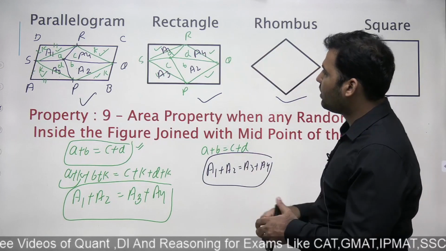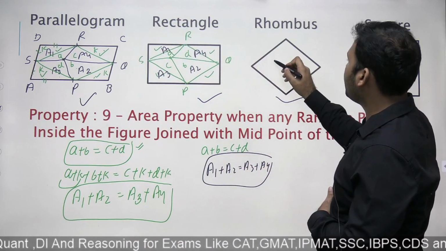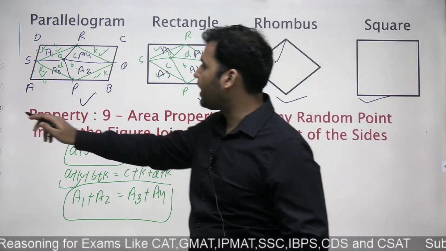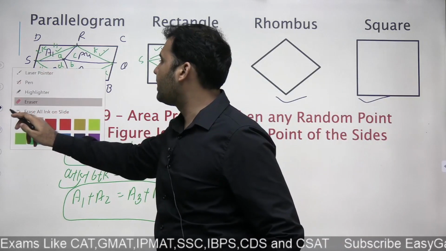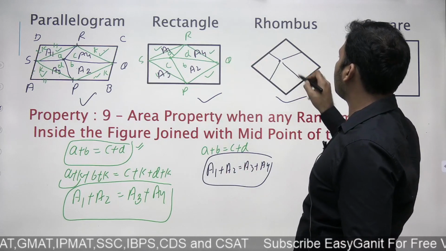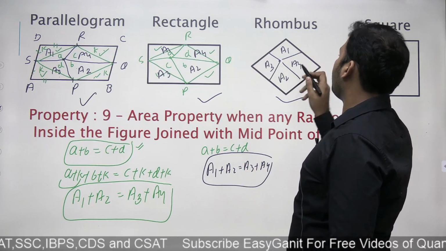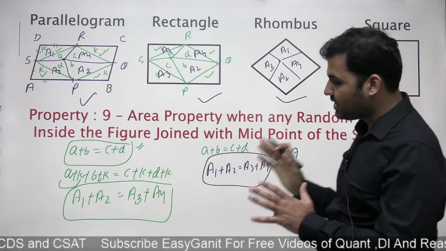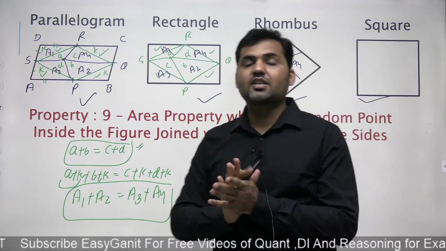So midpoint को any random point when joined with the midpoints, तो जो चार parts बनेंगे, right? Sorry, any point when taken, right? Any random point when taken inside the figure when joined with the midpoints, तो ये चार parts जो बनने वाले हैं इनका summation of opposite areas, summation of opposites A1 plus A2 will be same as A3 plus A4. This is a property which is applicable in all four figures, right? This was property number 9.